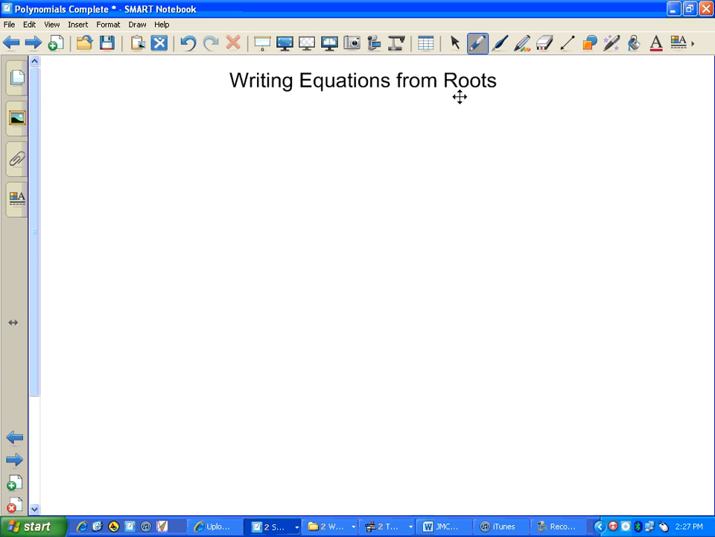If I want to write an equation from roots, let's say we've got a list of roots that I know for my polynomial. A couple easy ones, 2, -3, and let's say, well, we'll keep them whole for this first one. So 2, -3, 4, and 1. Okay, so if these are my roots and I want to write an equation of a polynomial that goes through these, that means I'm going to have factors of x minus 2, x plus 3, x minus 4, and x minus 1.